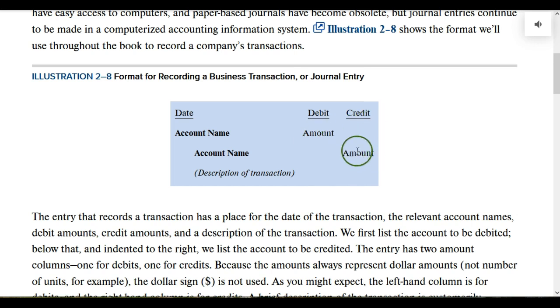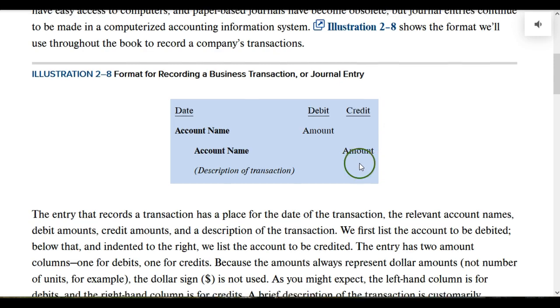For every transaction, your total debits equal your total credits. Maybe you just have one debit and one credit, that's easy. But if you had one debit and a couple of credit accounts credited, the dollar amounts must equal. The total dollar amount of the debits must equal the total dollar amount of the credits.